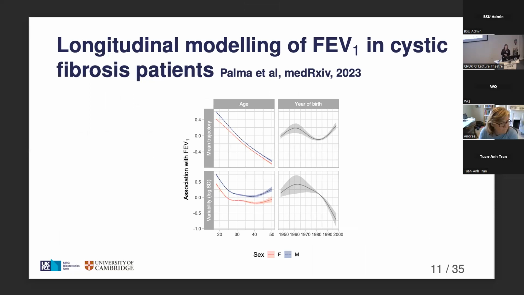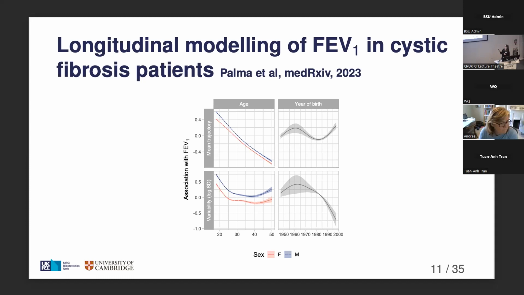So these are the results from Marco's analysis. We have the results for the mean trajectory on the top and the results for the variability on the bottom. For the mean trajectory, the blue trajectory is for males, the red for females. Males have consistently higher lung function than females, but lung function does decline rapidly with age. I should say the model is only fitted to adults, so starting at age 18, lung function declines very rapidly up to age 50.